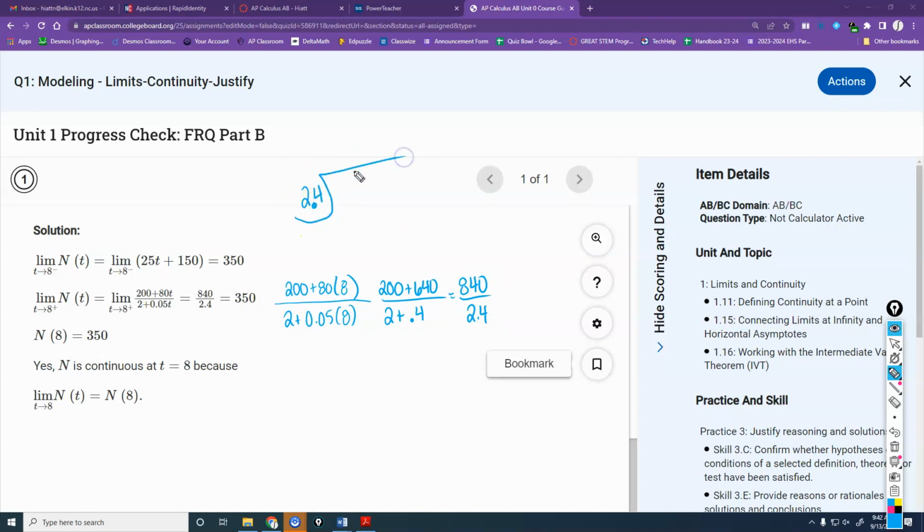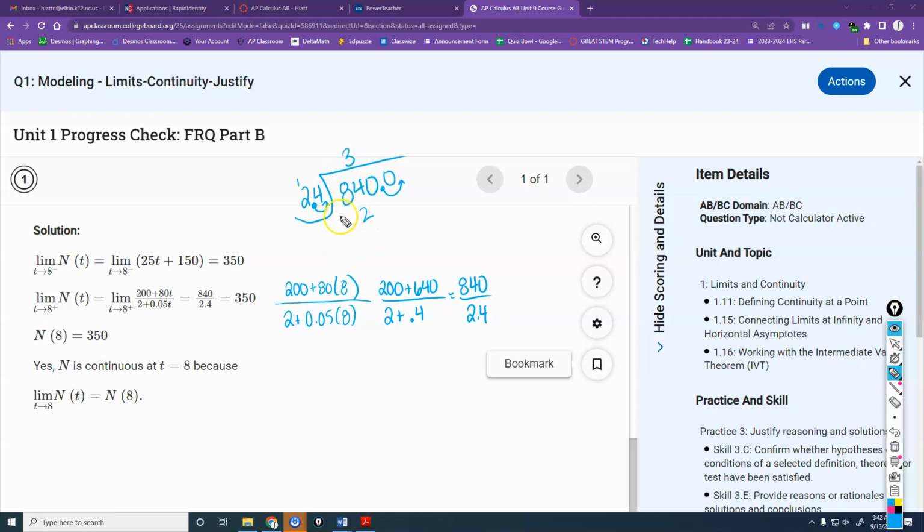Right here, I got 840. What do you do when you divide decimals? Move that decimal to the right one, which means you also have to move this decimal to the right one. So you're going to put an extra 0 right there. So 24 goes into 84 3 times.